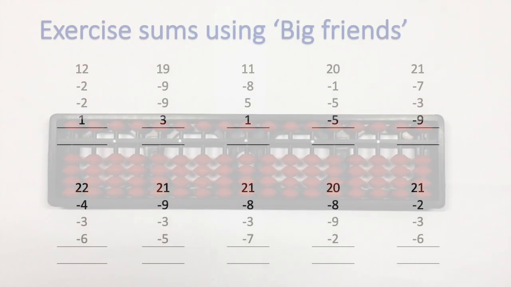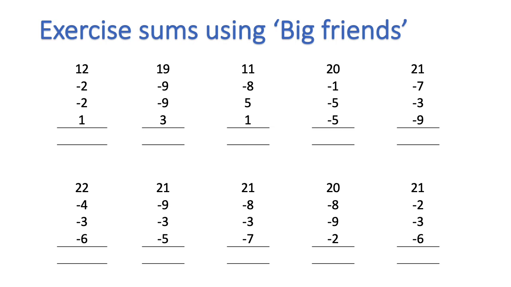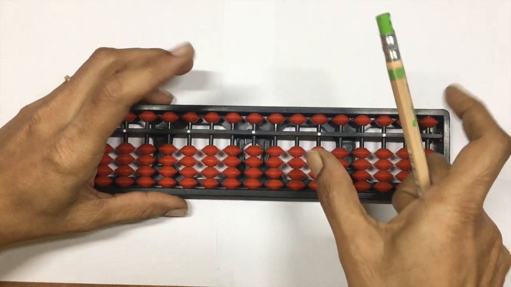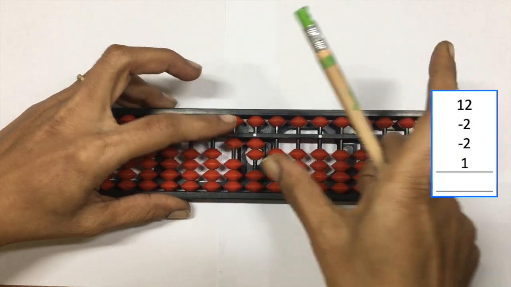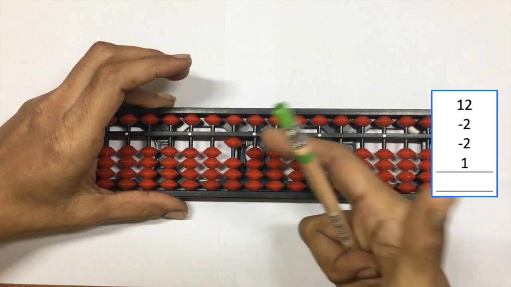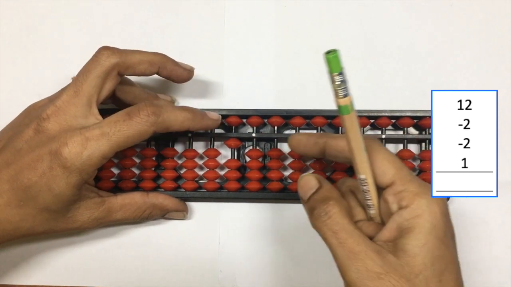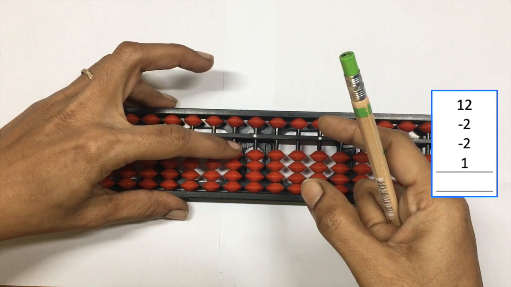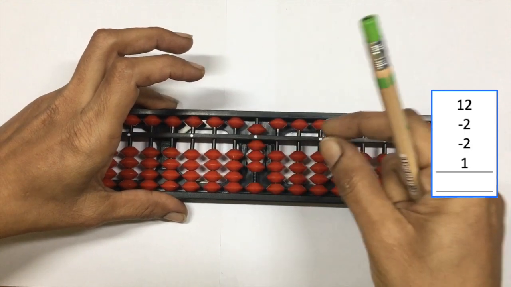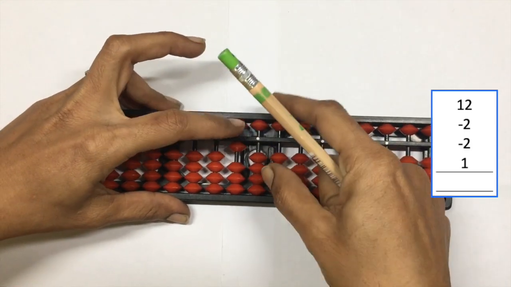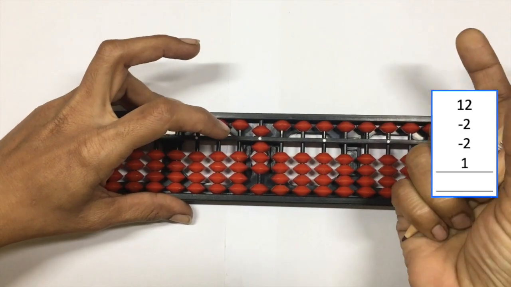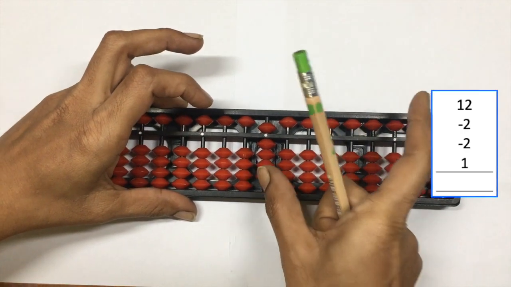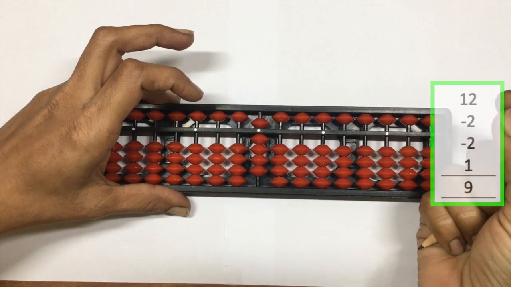Now we are going to do some sums using big friends. First sum, 12 minus 2 directly, minus 2. To do minus 2, minus 10, add the friend of 2. So what we did, minus 10 plus 8. Next, add 1 directly. So the answer is 9.